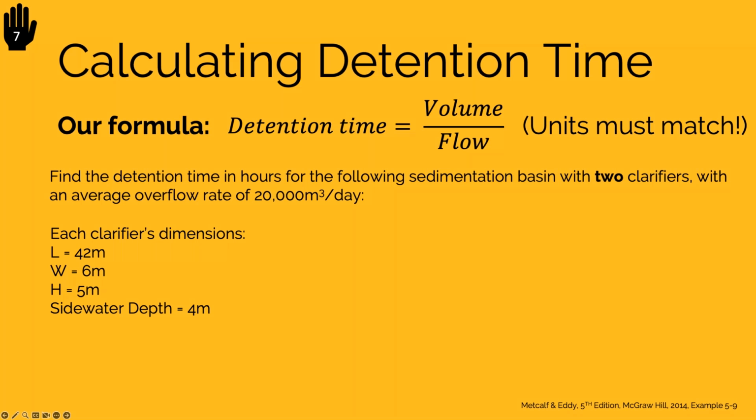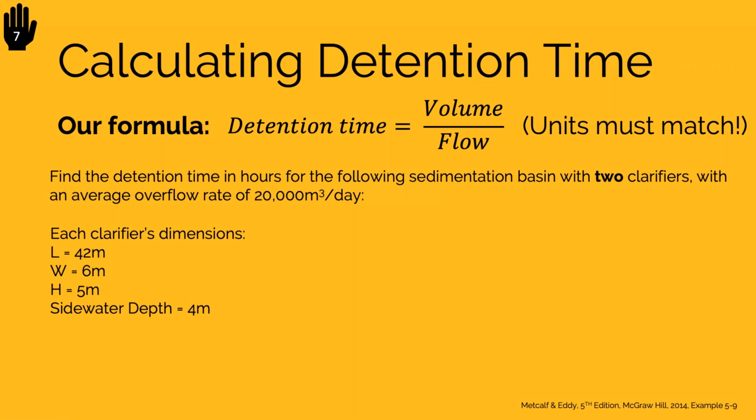Relatively simple. Again, detention time is volume over flow. Volume divided by flow. The units have to match. In this case, we've got a sedimentation basin that has 2 clarifiers and an average flow rate of 20,000 cubic meters per day. Everything is in meters here, so you won't have to do those kinds of conversions, but you are going to have to figure out volume.